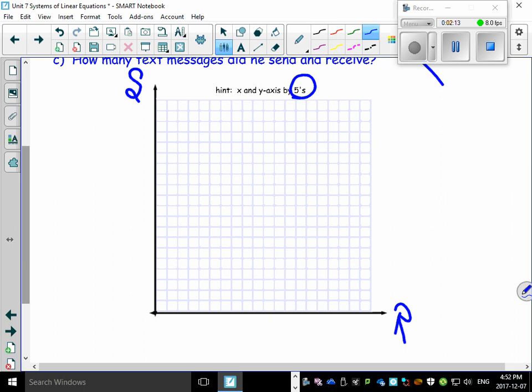And if you read this, it says, hint, use x and y's by 5s. Boy, I tell you, if you went by 1s, this graph would be huge, and it'd be just impossible. So we're going to do this by 5s. Okay, so here we go. 5, 10, 15, 20. There's 20. 25, 30, 35, 40. There's 40. 45, 50, 55, 60, and I don't need to go past that because, of course, he sent 60 messages and received 60 messages. I'm just going to leave it at 60.